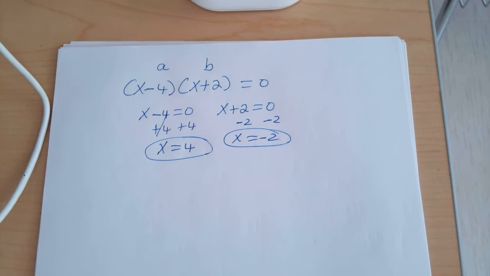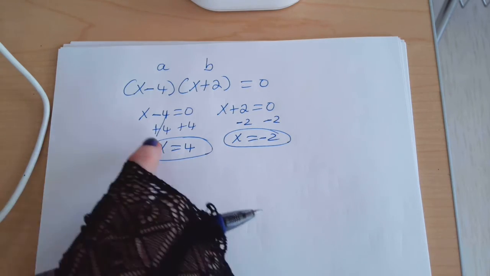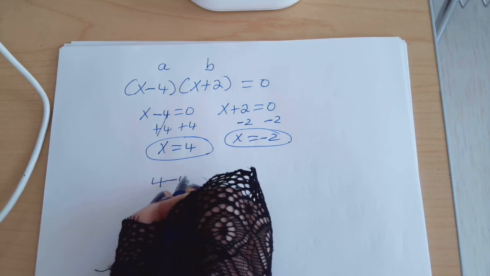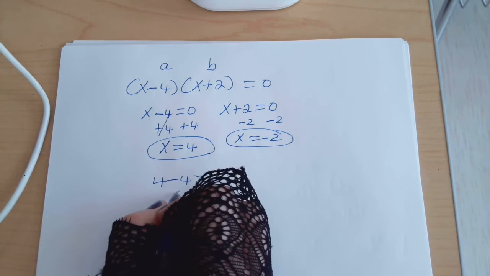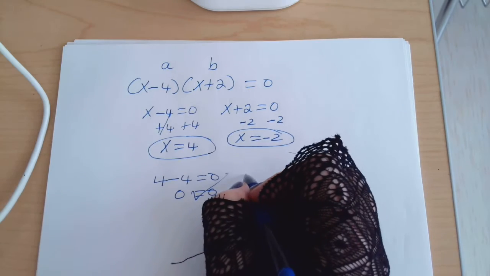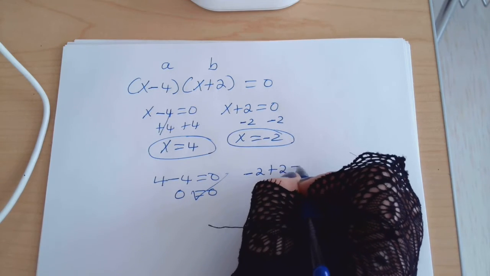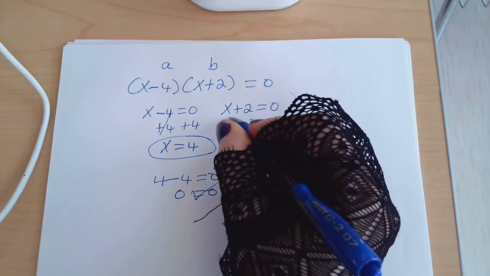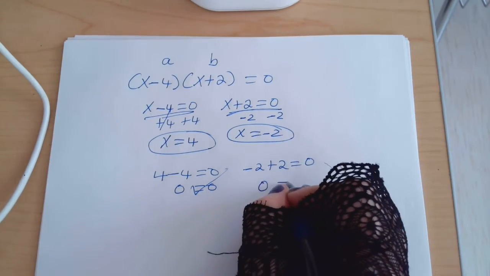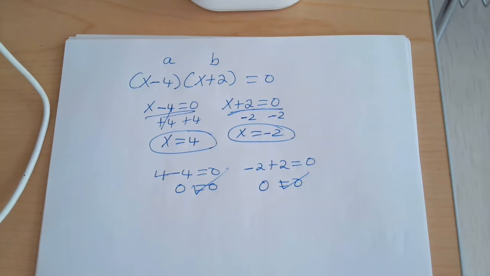And you can go and check back in the original just to make sure. So if I put this back, 4 minus 4 equals 0, 0 equals 0, so 4 is true. Negative 2 plus 2 equals 0, so I'm plugging it into this, and then I plugged it into that one, and it does equal 0, so you know that negative 2 is one of the answers.